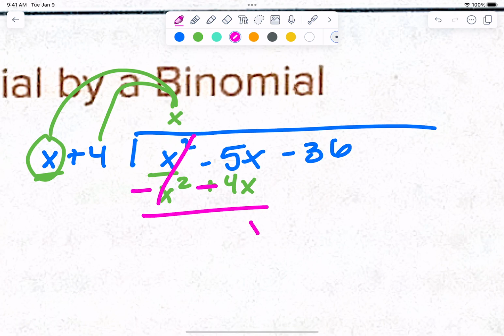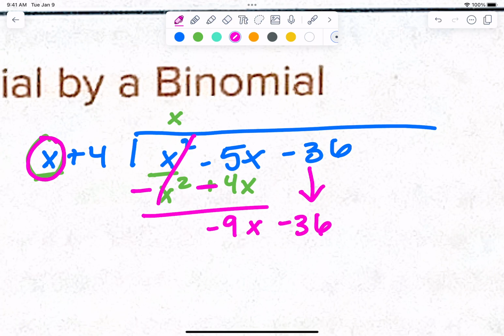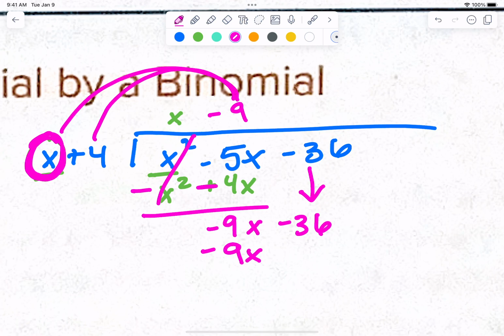How many x's will you have? Negative 9. Negative 5 minus 4 is negative 9. Okay, now I begin again. What do you take times, oh, shoot, bring down the 36. Thank you for that. Okay, what do you take times x to get negative 9x? Negative 9. I need a minus 9. Now I multiply it back through. Negative 9x. What's negative 9 times 4? Negative 9 times 4, negative 36.